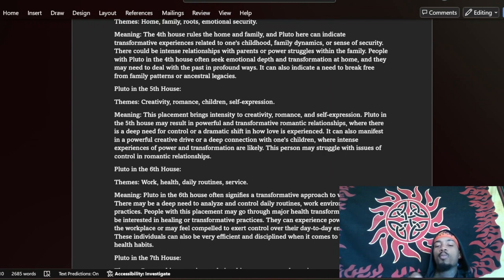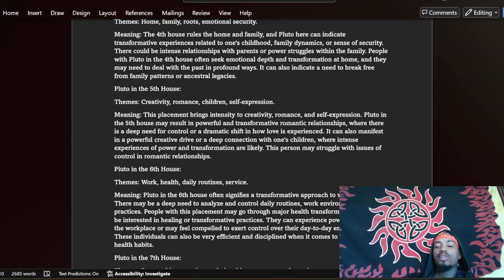But let me read it one more time. So basically, Pluto in the sixth house often signifies a transformative approach to work and health, right? There may be a need to analyze and control daily routines, right? So now, work environments or health practices. Because you got to remember, you're still taking that subconscious, controlling, psychological, possibly manipulative dynamic, and you're putting that inside, you know what I'm talking about, like the work environment.